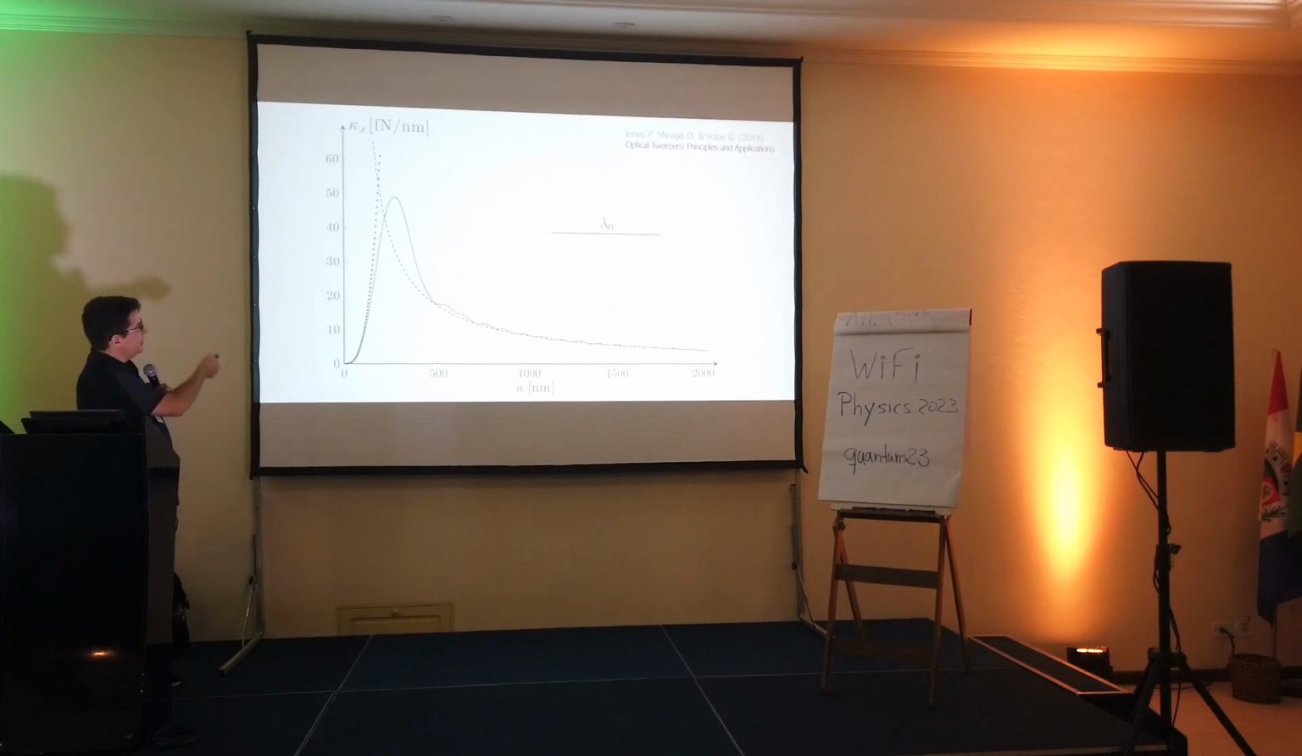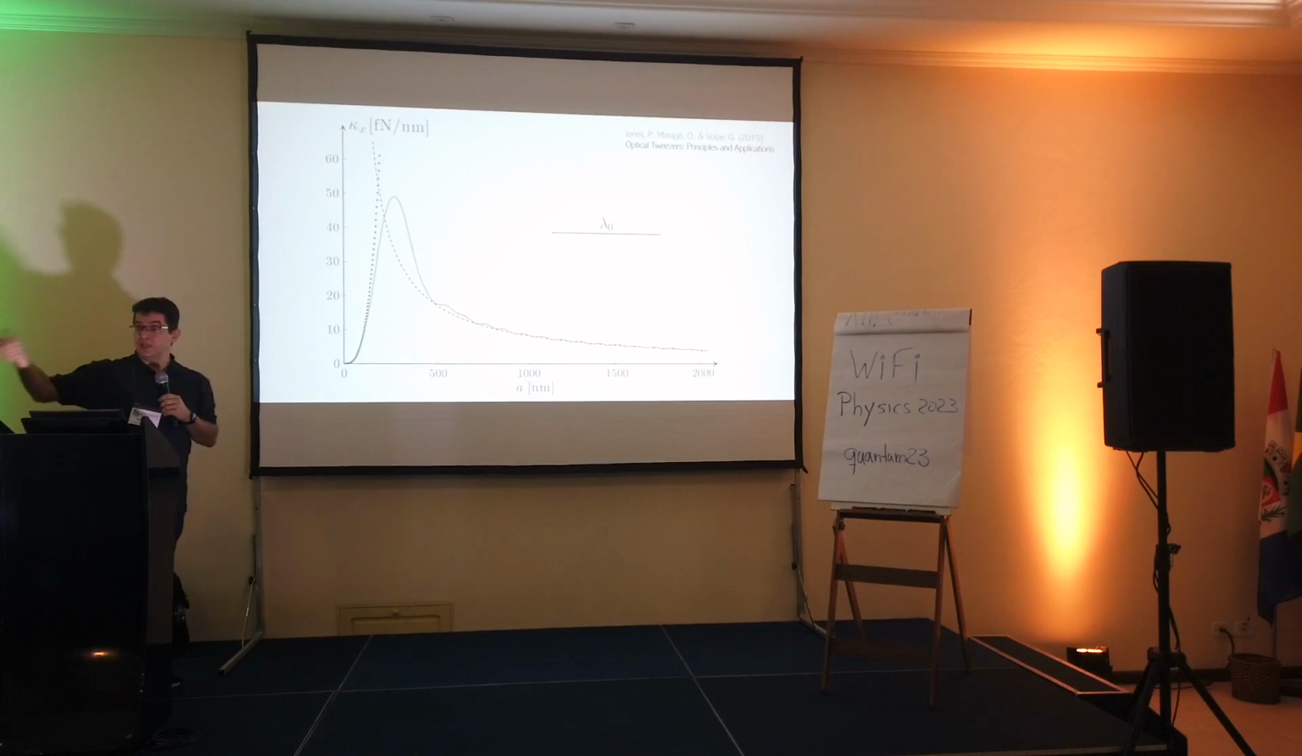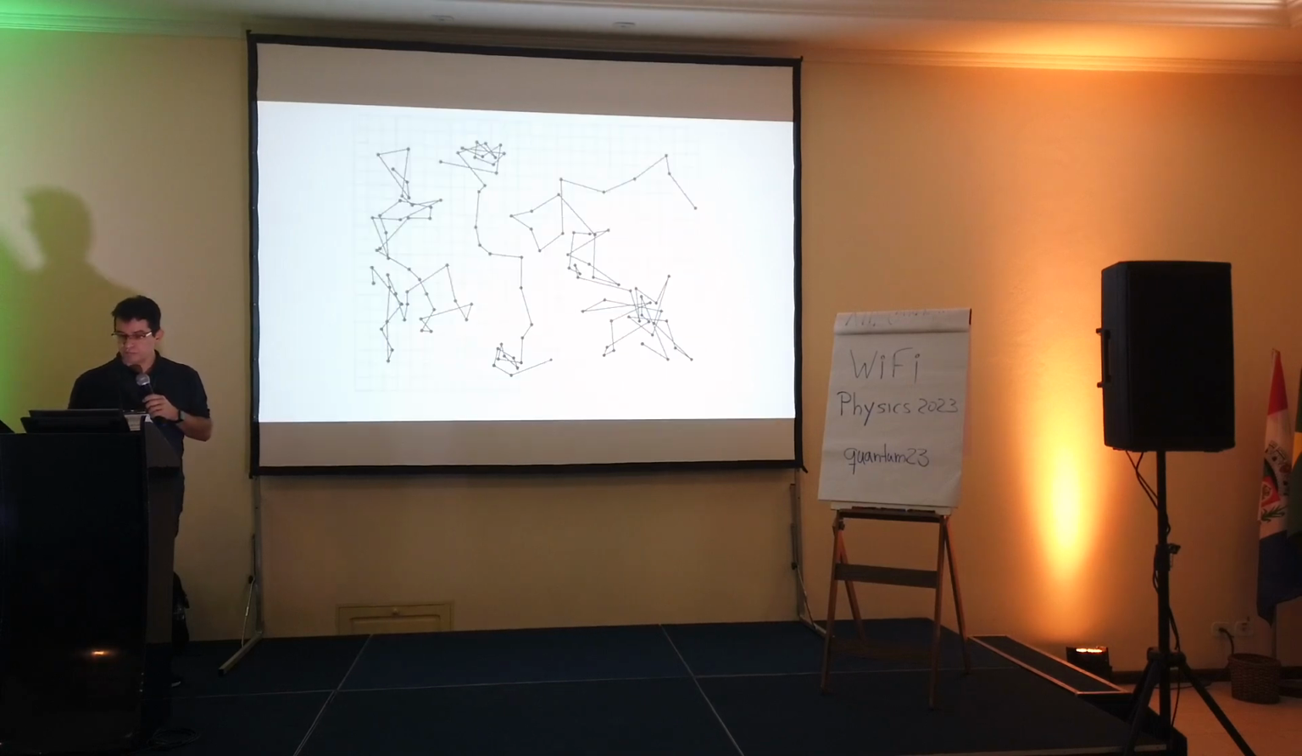The main part that I already explained is the shape of this curve. Here the solid line gives you what the full scattering theory gives you, and the dashed lines give the approximations for the Rayleigh limit or the geometric optics limit.